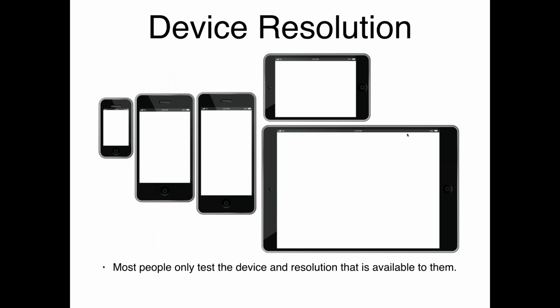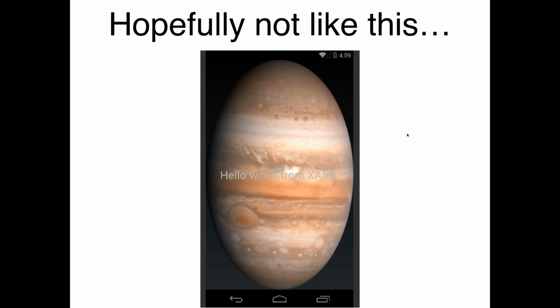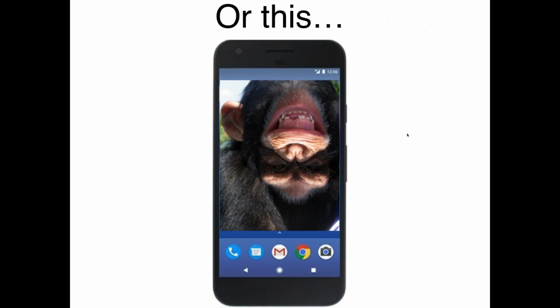Same goes for device resolutions. Most people only tend to test the device resolutions that are available to them. You may only have a couple of devices available internally, locally, but how are you going to know that your app and your designs handle all these different resolutions? Hopefully this doesn't occur: a designer built this design for a specific resolution, and then on a smaller resolution screen, it got squished, which is not what you would want. But you would never know this unless you tested against these different resolutions. Hopefully also not like this.